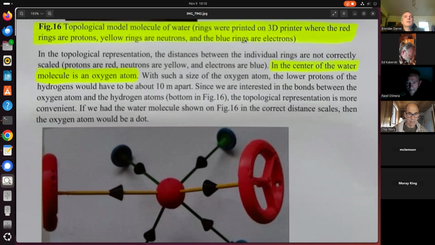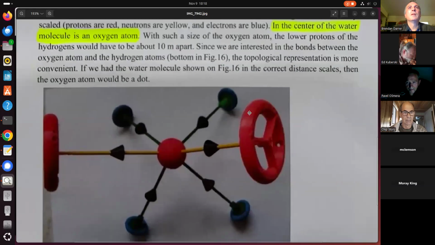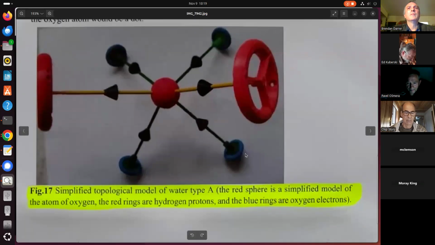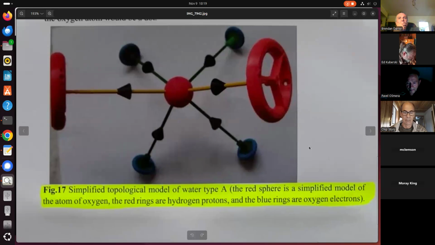Since we are interested in the bonds between the oxygen atoms and the hydrogen atoms, bottom in figure 16, the topology representation is more convenient. If we had the water molecule shown on figure 16 in the correct scales, then the oxygen atom would be a dot. Simplified topology model of water type A. The red sphere is a simplified model of the atom of oxygen. The red rings are hydrogen protons and the blue rings are oxygen electrons.